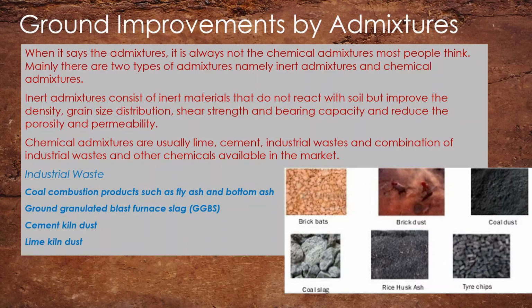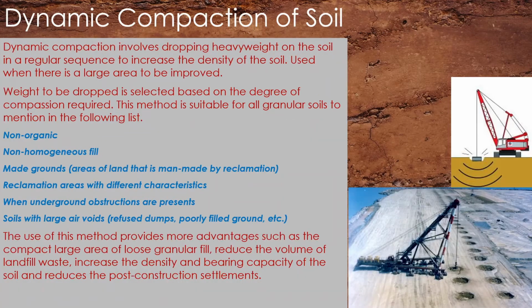Industrial waste: coal combustion products such as fly ash and bottom ash, ground granulated blast furnace slag, cement kiln dust, and lime kiln dust are used as admixtures. So you can add these admixtures to the soil and we can improve the soil.